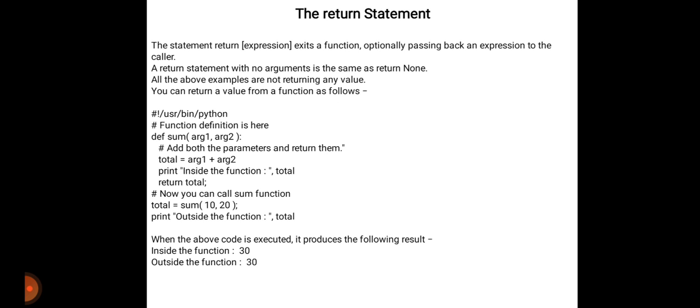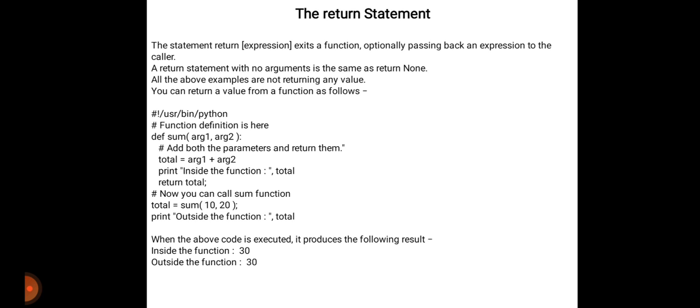Then next one is the return statement. Return statement is what? The statement return expression exits a function or exits the program, optionally passing back an expression to the caller. A return statement with no argument is the same as return None. So all the above examples are not returning any value. You can just return a value from a function.